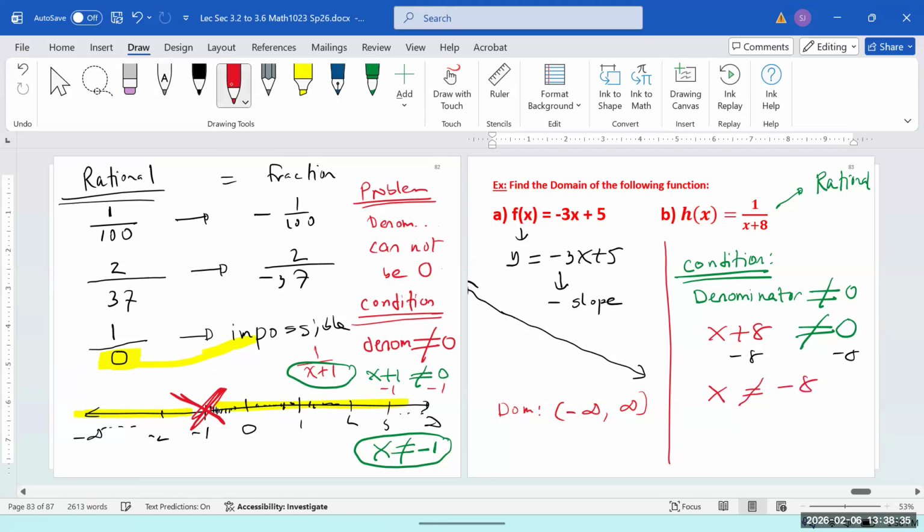Negative 8. So if you observe the number line, let me make a tiny number line here. We have negative infinity, positive infinity. We can take everything from the number line except negative 8. So we need to write this in interval notation. This is the visualization. This is a graph of our solution. But what's the solution? What's the domain?